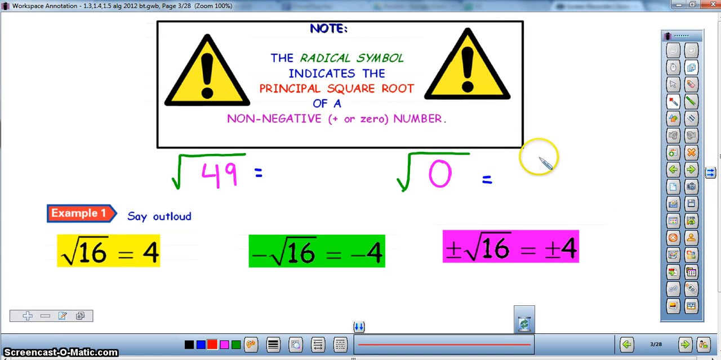Now, the radical symbol indicates the principal square root. It's non-negative. So if we think about the square root of 49, the square root of 49 is 7. What about the square root of 0? The square root of 0 is 0.